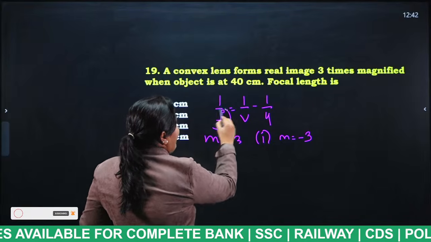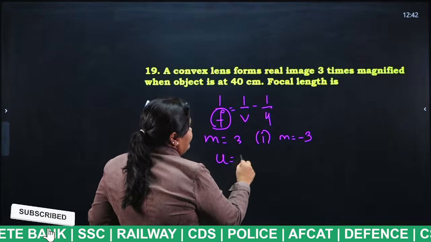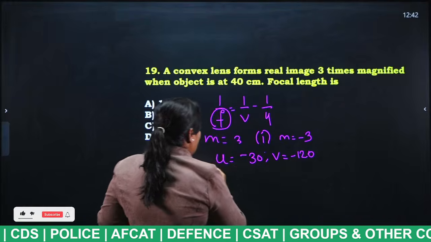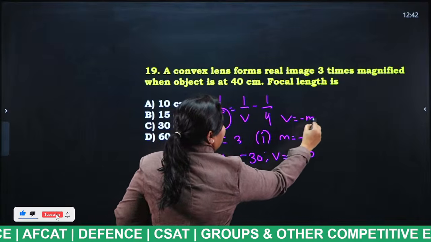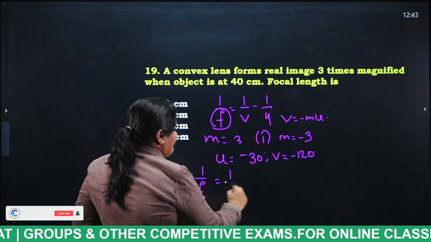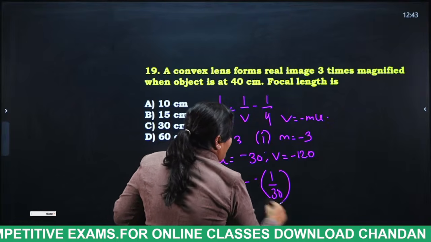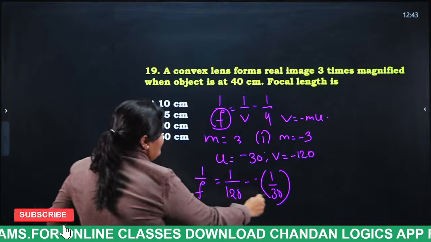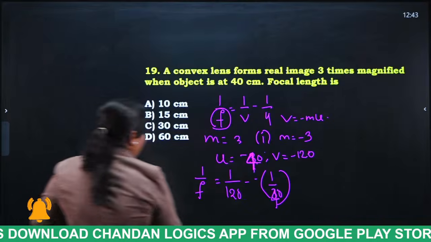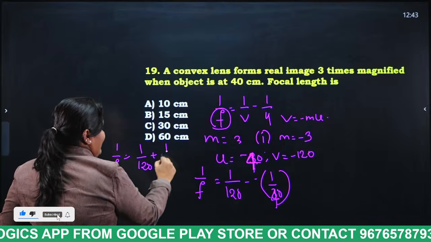What we have to find, students, is f. Now here, u is going to be minus 40 and v is going to be minus 120. Why? Because v is equal to minus mu. So finally what you will get, students, 1 by f is equal to 1 by 120 minus of minus 1 by 40. This is 40. So 1 by f is equal to 1 by 120 plus 1 by 40.